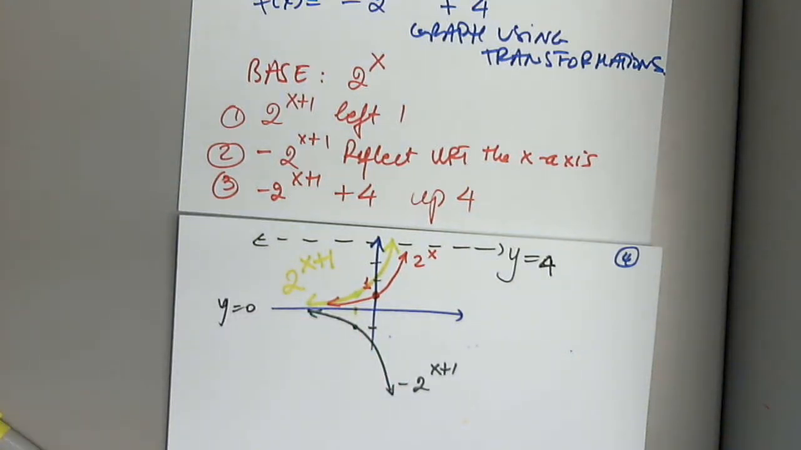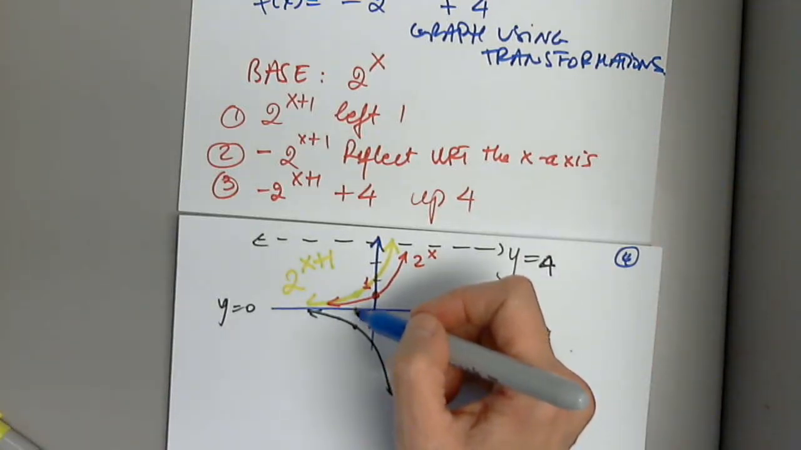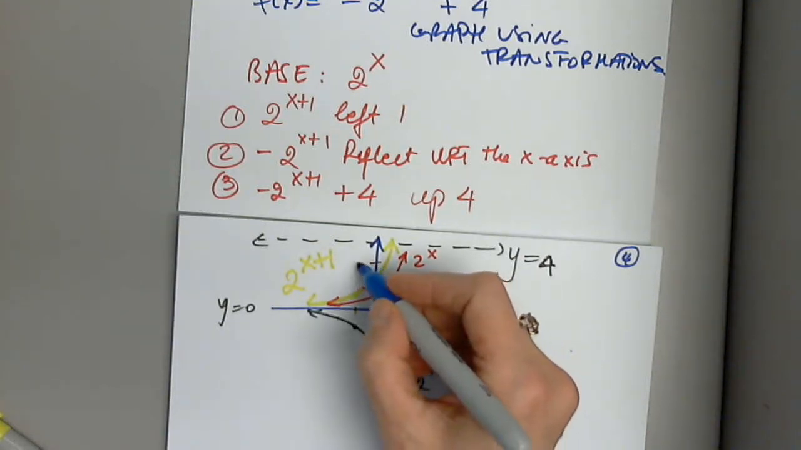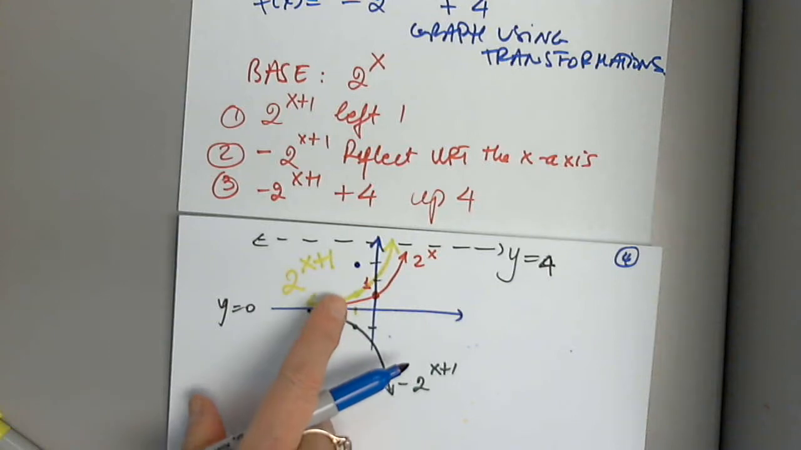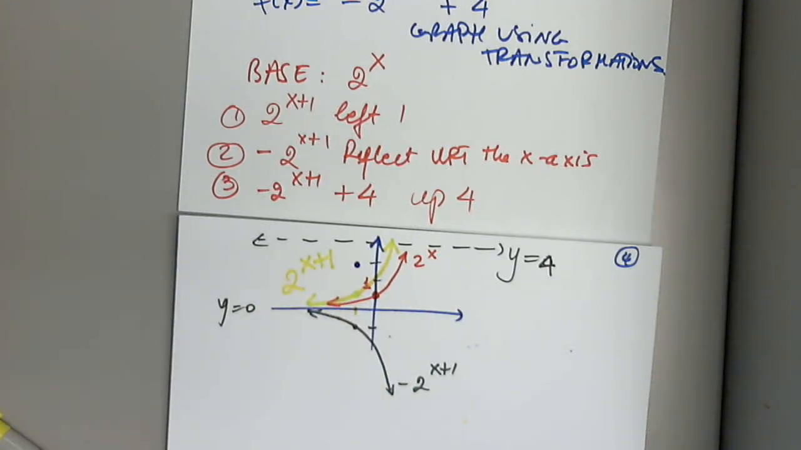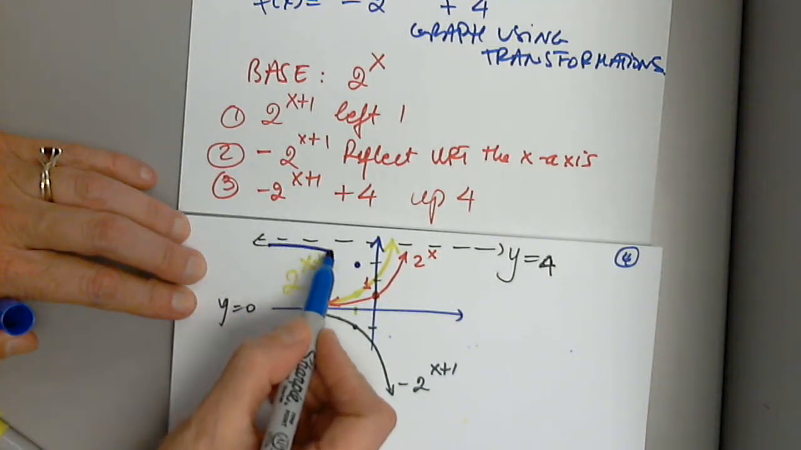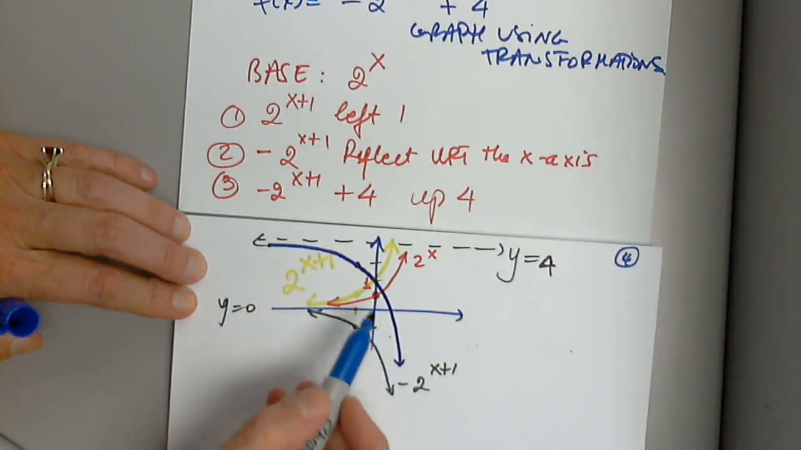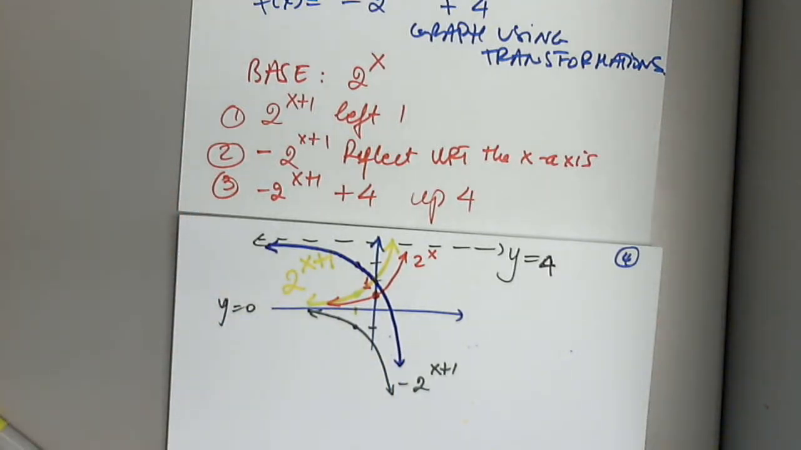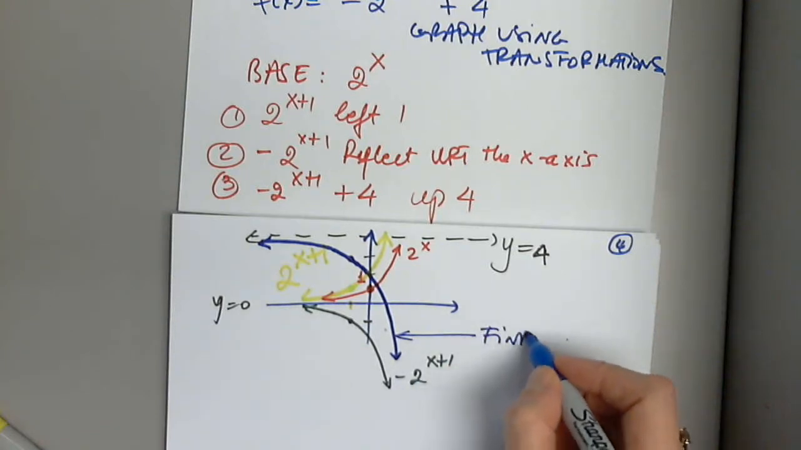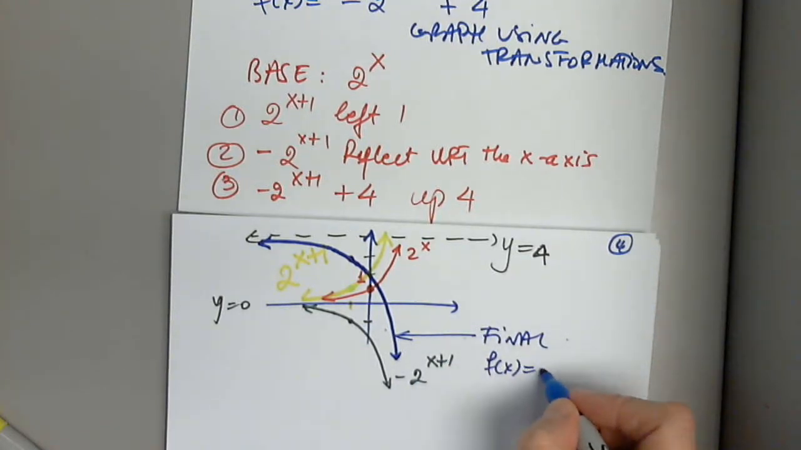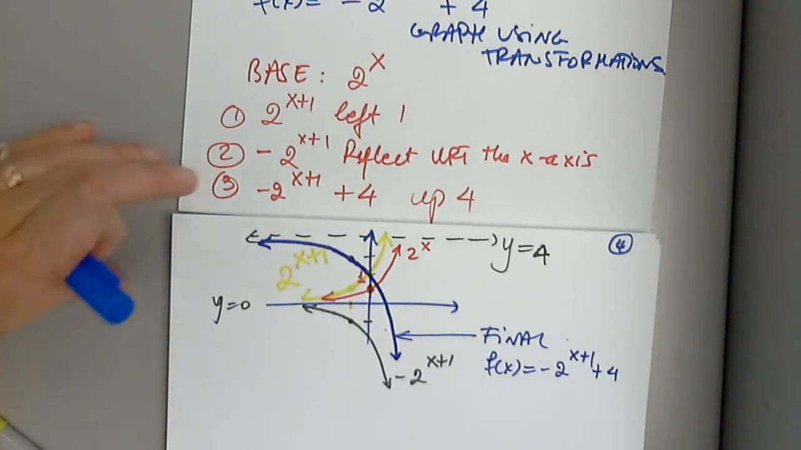Now, please give me the indicator. Where do I take the indicator now? Yes. So at negative 1, exactly. 1, 2, 3, 4. It goes from negative 1 to positive 3. Ready? So here's the graph. This is the final graph. Final. F of x equals negative 2 raised to x plus 1 plus 4.